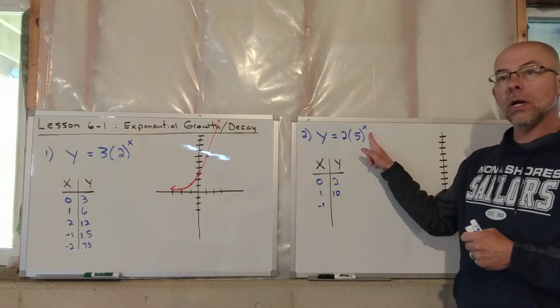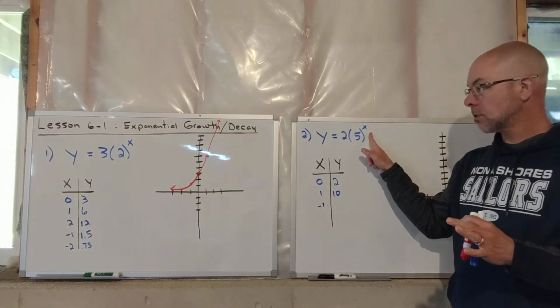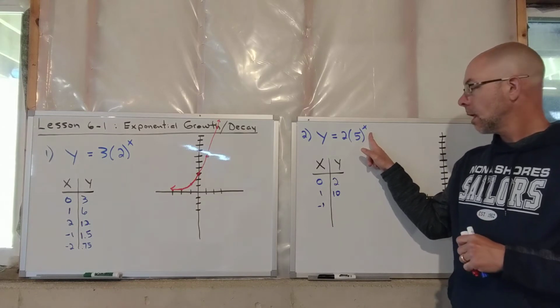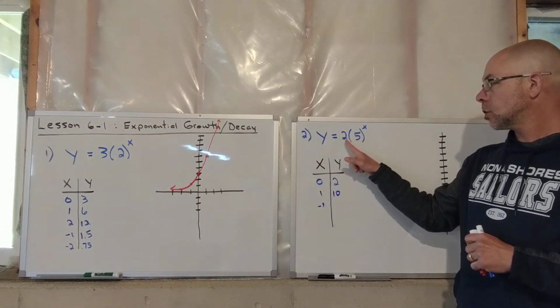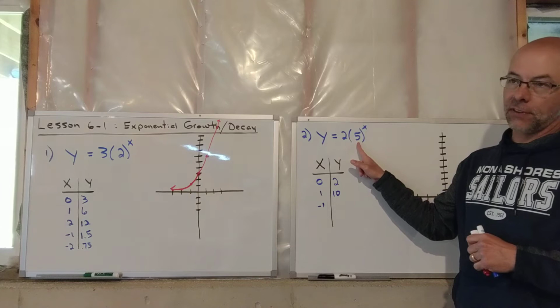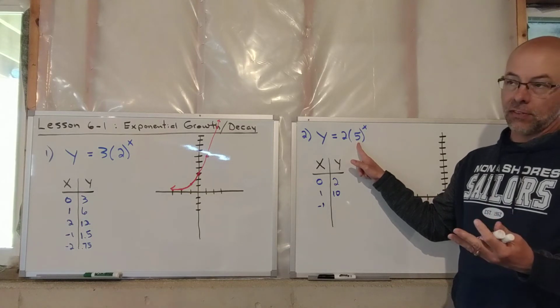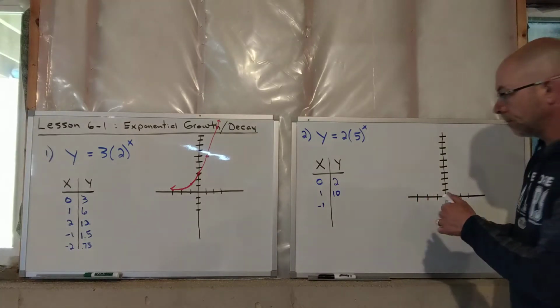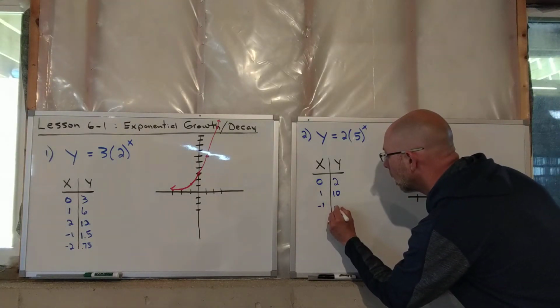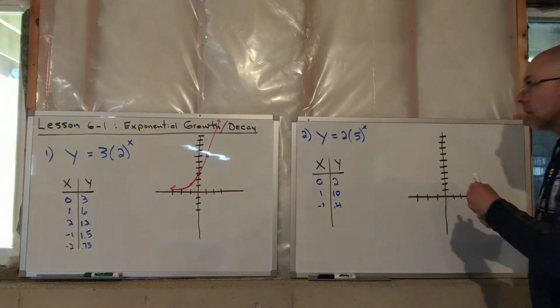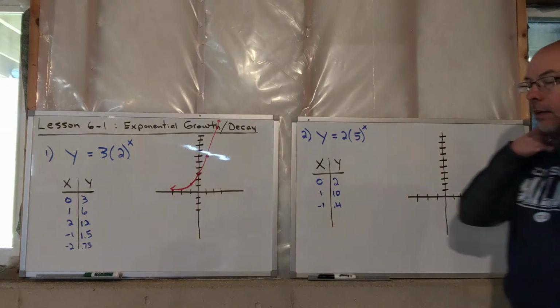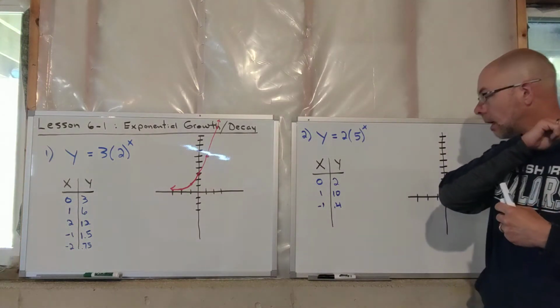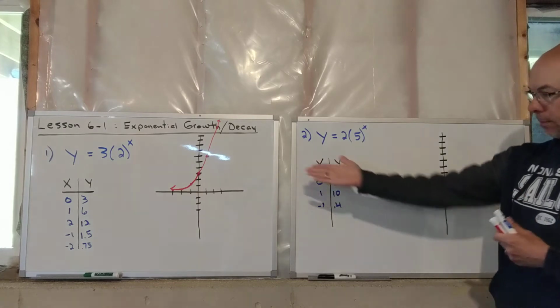5 to the negative 1 is 1/5, also known as 0.2. And 2 times 1/5 is 2/5, or 2 times 0.2 is 0.4. So we're already small enough here, and we're good. So really short compared to that over there.